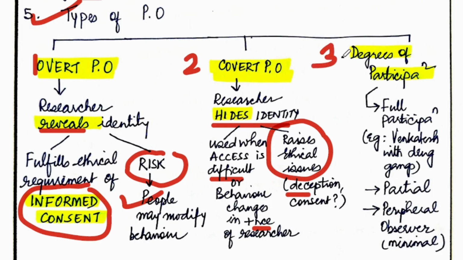Now, third, we will understand the types of participant observation with respect to degrees of participation. Participant observation is not always a full immersion. First could be full participation. That is, the researcher joins the group completely. For example, researcher Venkatesh joined a street gang during his study, Gang Leader for a Day. So he participated fully in the group's activities.